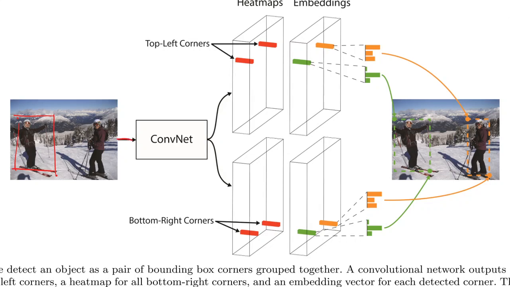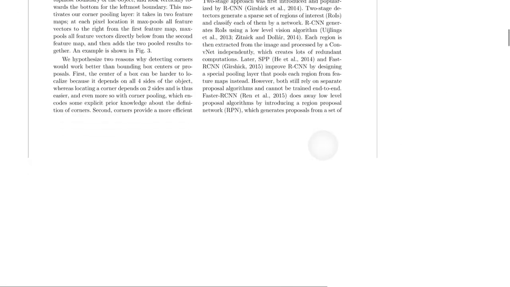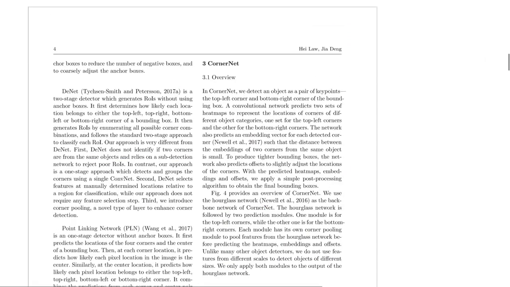First, you put the image through a convnet, which is like a feature extractor. So this is the basic part. It was even the basic part of Facebook's DETR pipeline. First, you have some sort of convnet. Now, in this case, they use this hourglass architecture that they described down here somewhere.